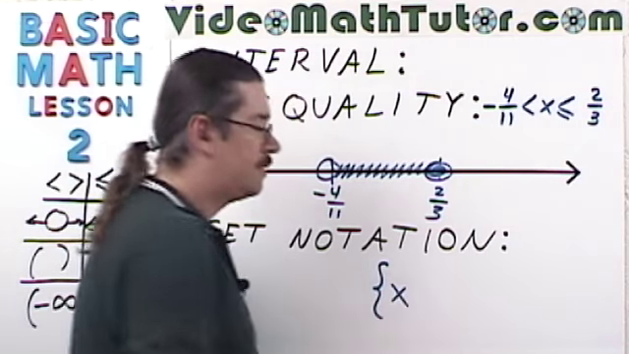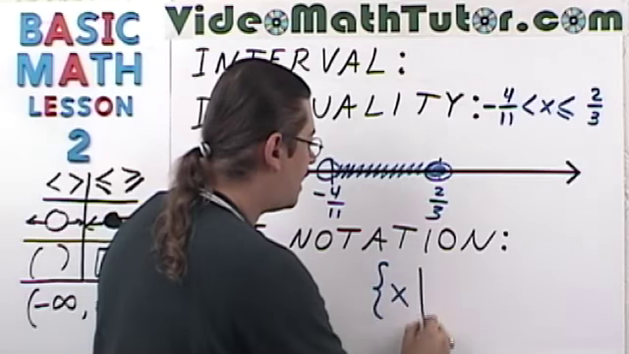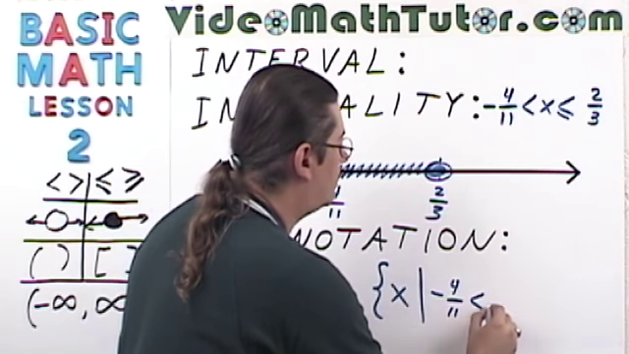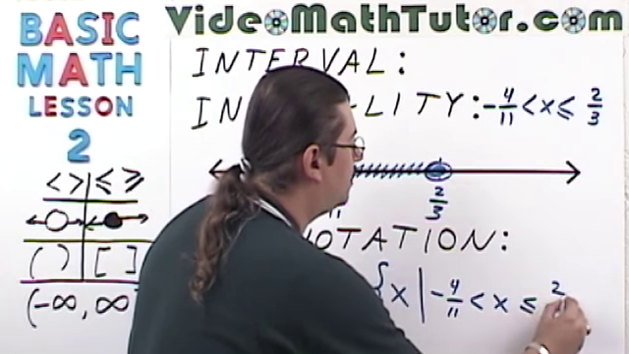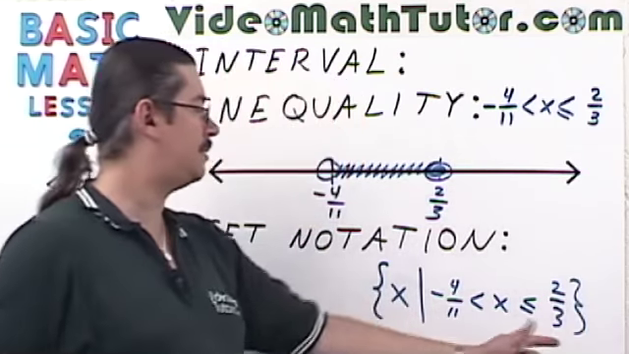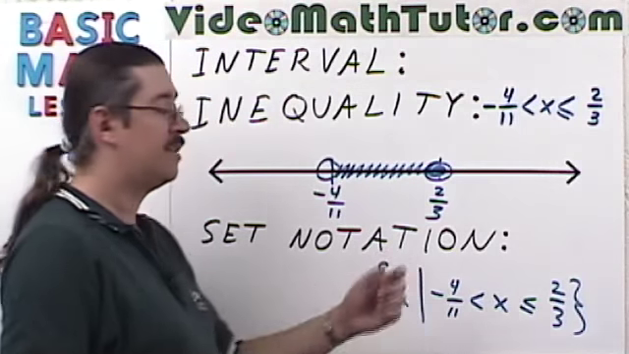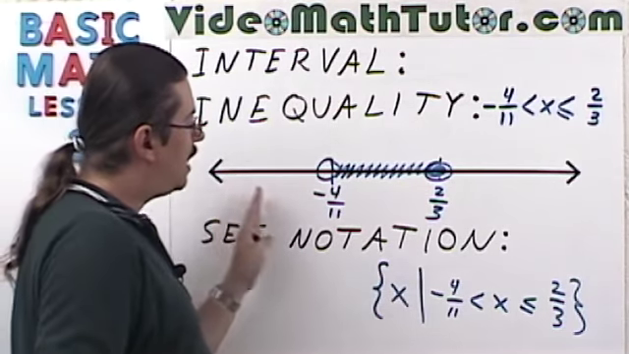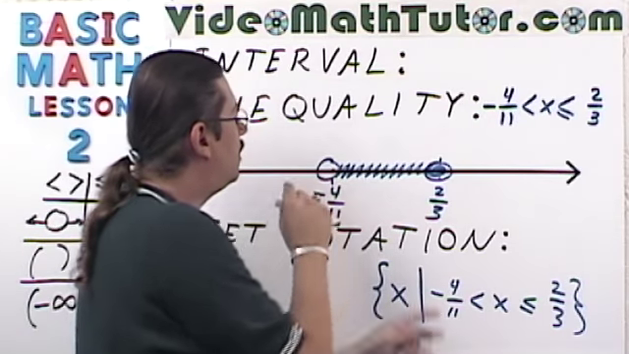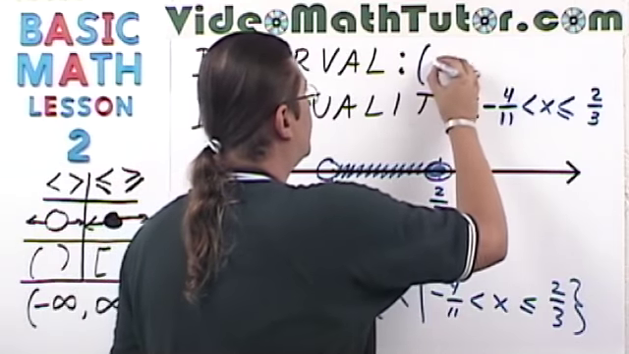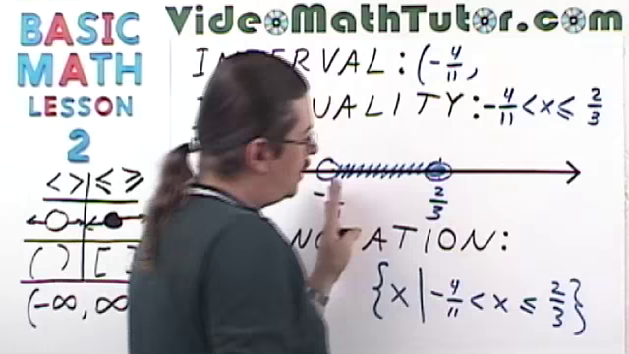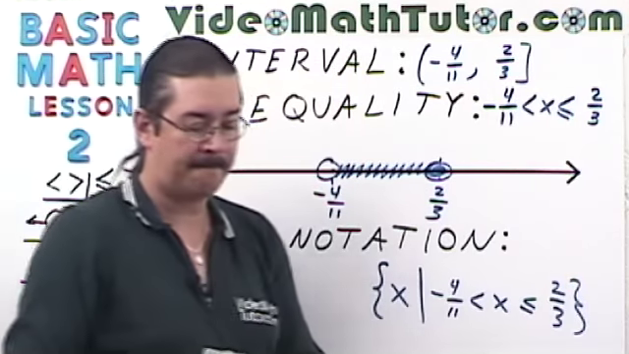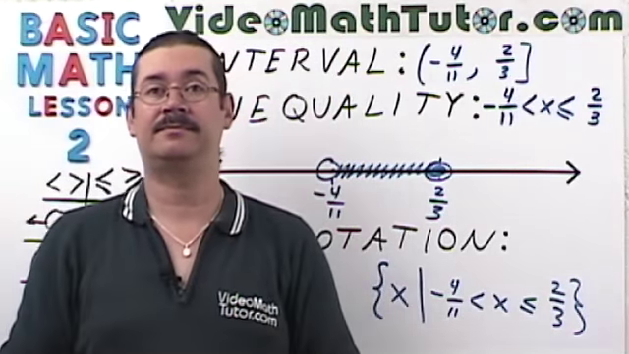The set of all x's, or the set of all x values, such that, then we just copy this down. X is in between negative 4/11 and 2/3. Close the braces, and it includes the 2/3. That's all you have to do for the set notation. Interval notation, again, you look at this from left to right. We have an open interval here, so we start off with a parenthesis, -4/11. We stop at 2/3, so you go 2/3, close bracket. And that finishes the problem.